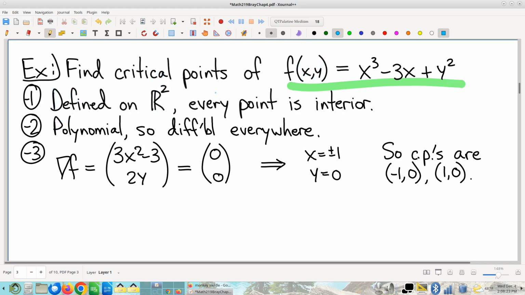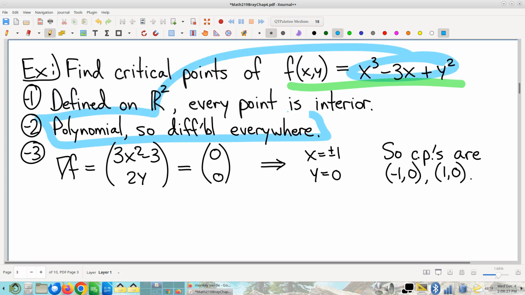Okay, next. Is it differentiable? Well, yeah, of course. It's a polynomial. All polynomials are differentiable. So there are no differentiability critical points. There are no points where differentiability fails. All right, so again, we've done our duty.